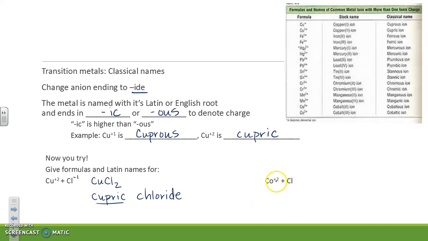All right, Co with a +2 charge. You can have cobalt with a +2, and you have cobalt with a +3. Remember, this one's going to have the IC. This one's going to have the OUS at the end of it. So when we cross those, we get CoCl2, and it would be cobaltous.